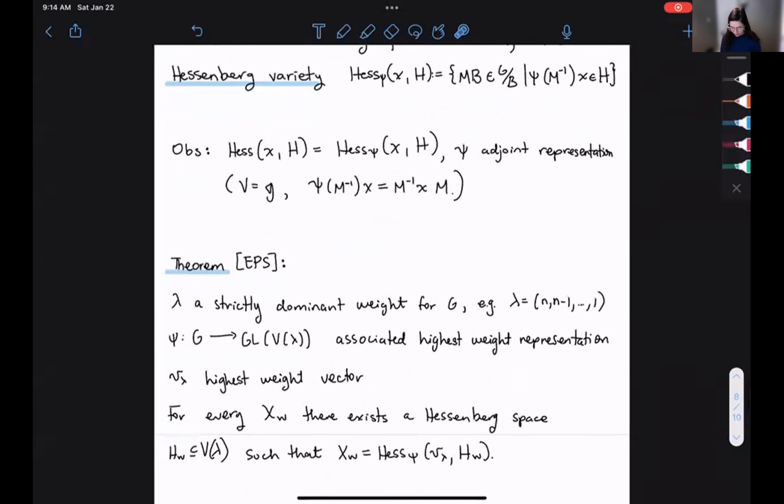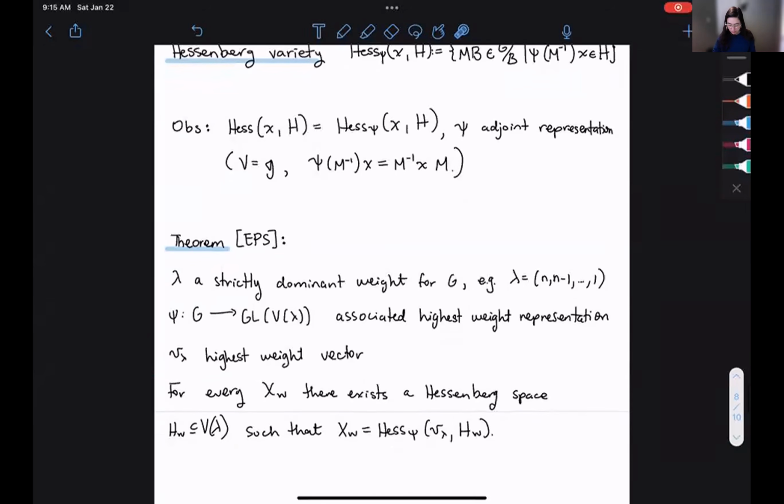So in this setting, for every Schubert variety, there exists a Hessenberg space H sub W inside here, such that this equality holds. I don't need to worry about isomorphism at this point. They're just equal. So every Schubert variety is a Hessenberg variety from this level of generality. And I do find it a bit surprising that you don't even need to vary the V. It's with the same V.